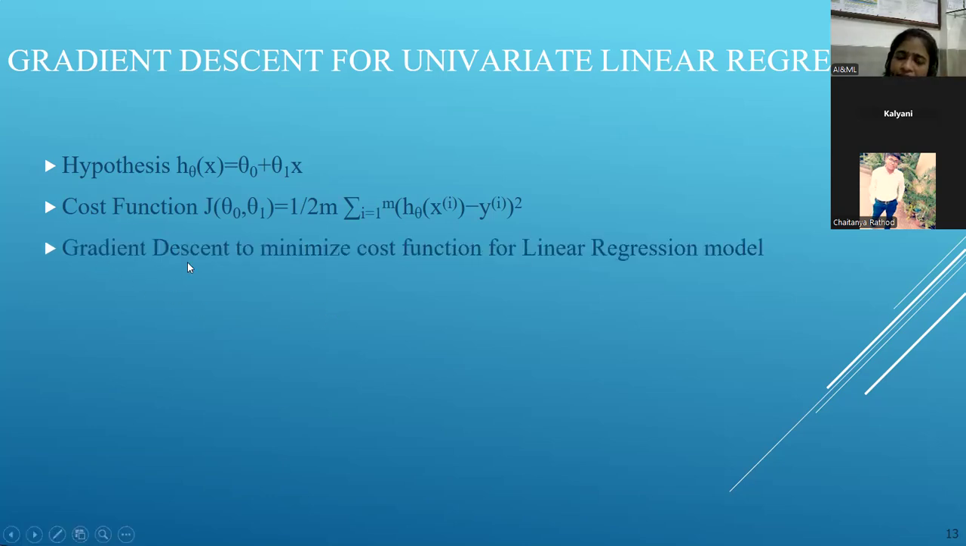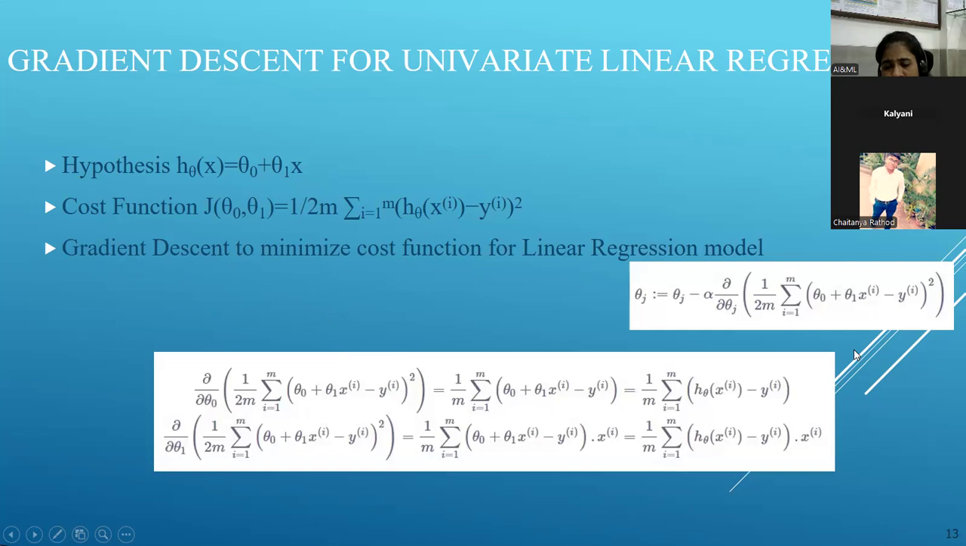So we are trying to say that gradient descent is required to minimize the cost function for the linear regression model. The same equations and calculations have been shown here. This is my parameter, and I need to find its optimal value. So for this I am performing partial derivative. Partial derivative of what? This equation, h theta minus yi. H theta is my theta 0 plus theta 1x, that is written over here.